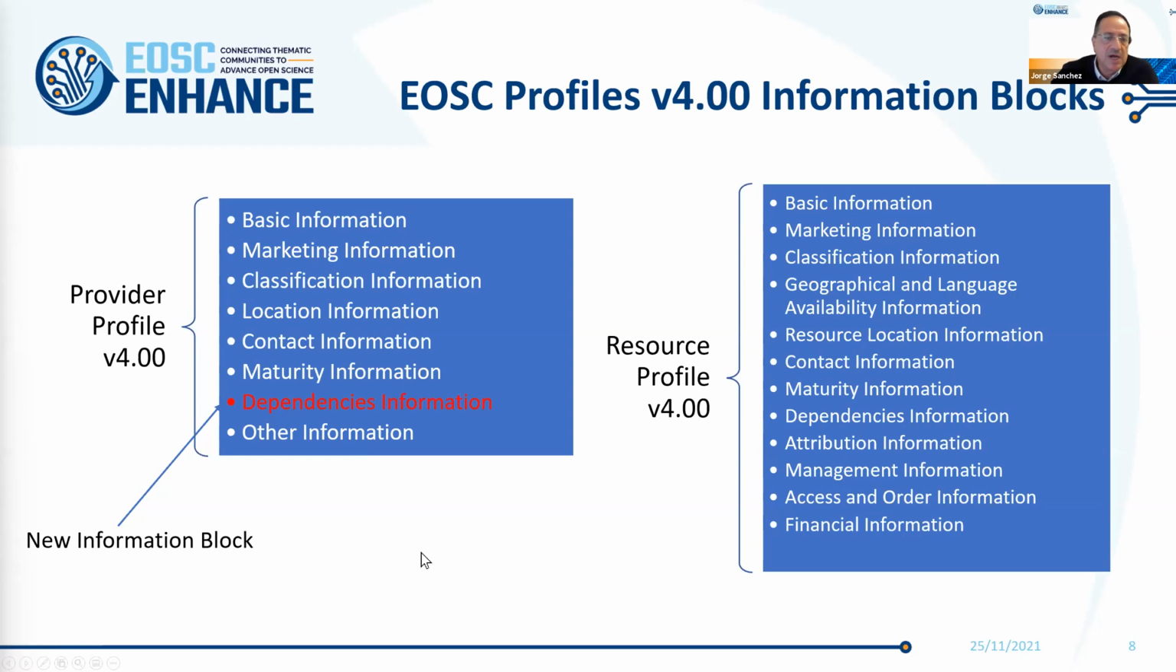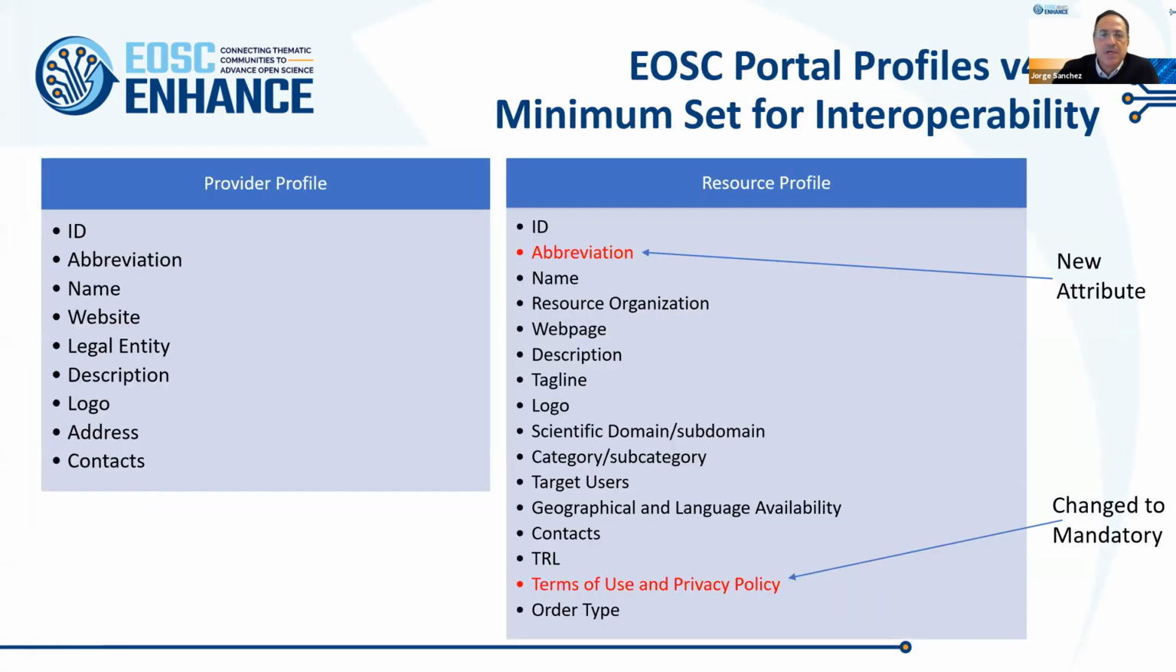So just a few details here. For example, in the provider profile, we have now a new information block for the dependencies information. For the resource profile, you see a new attribute, the abbreviation, that was needed because most of the providers use a very long name that was used actually as a key currently in the portal, and we needed something shorter than that. And also the change of the terms of use and privacy policy to mandatory, required also by the overall policy that we know very well.